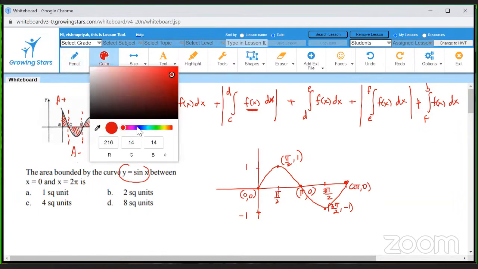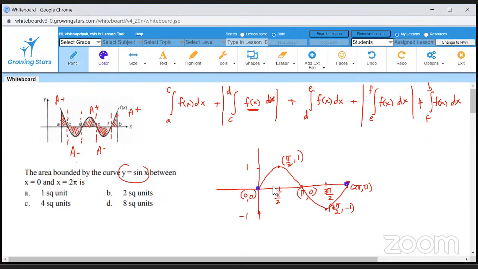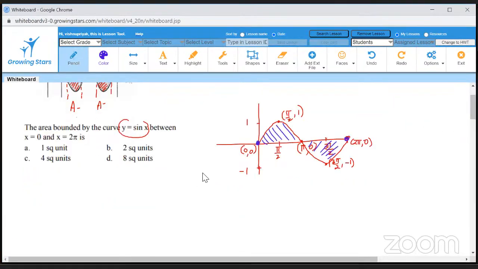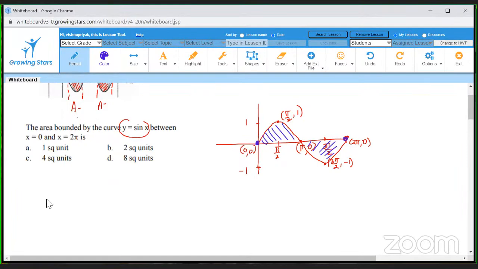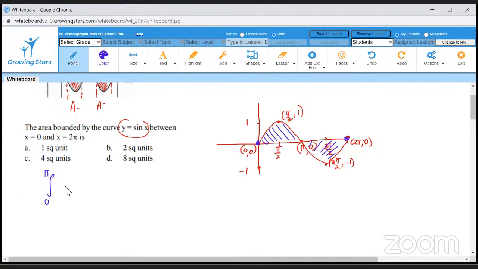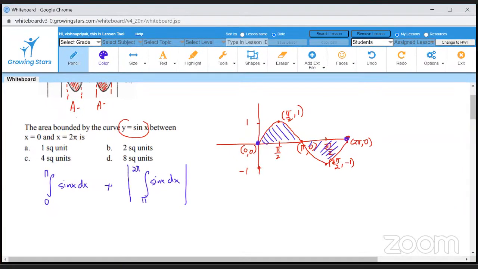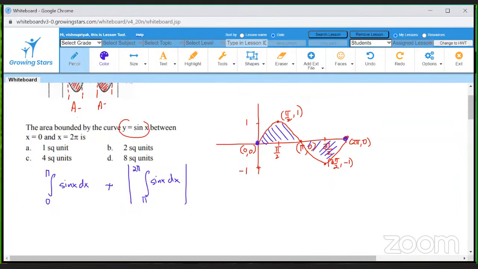Because they said 0 to 2 pi, that's why I have taken from 0 to 2 pi. Yes, Vidya, you are correct. The answer is C. You have to find this area and this area, 0 to 2 pi. So you will break it into two parts. Integral 0 to pi sin x dx you will take. But when you take pi to 2 pi integral sin x dx, you will take absolute, because it is below the axis and it will be negative.